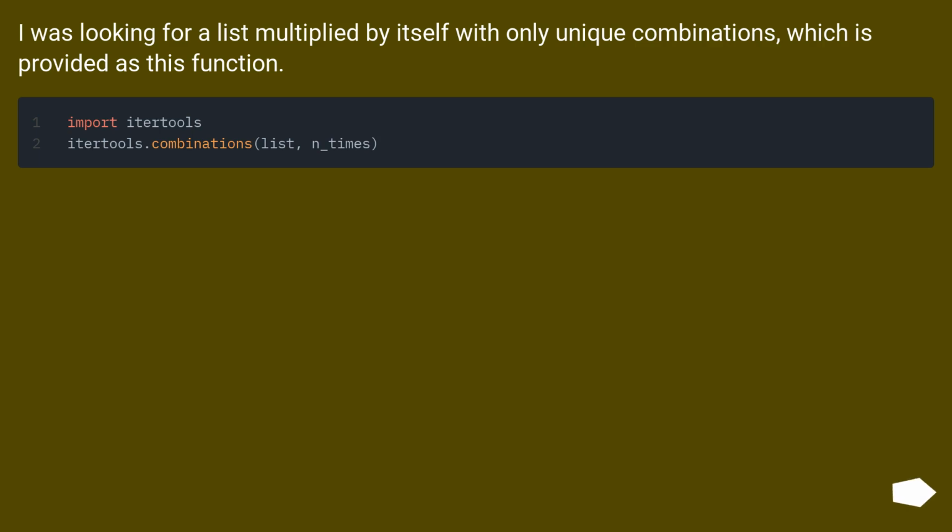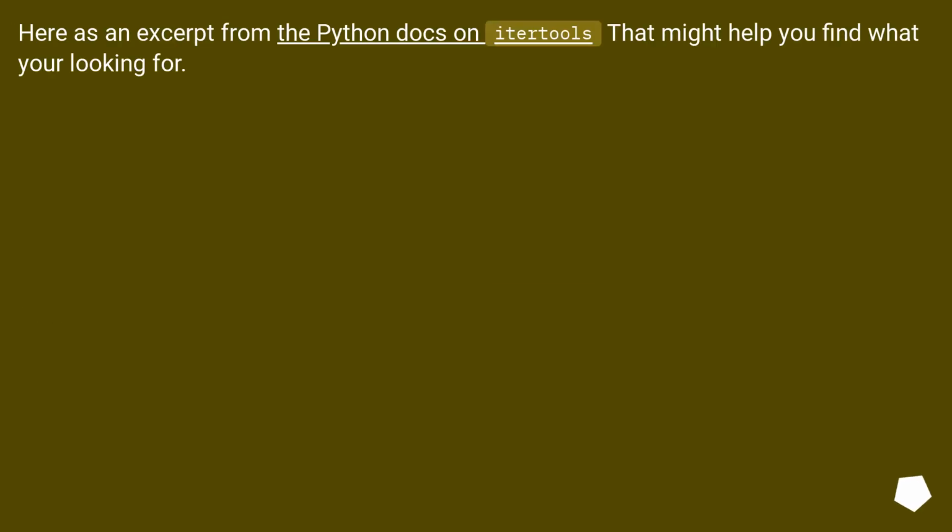I was looking for a list multiplied by itself with only unique combinations, which is provided as this function. Here is an excerpt from the Python docs on itertools that might help you find what you're looking for.